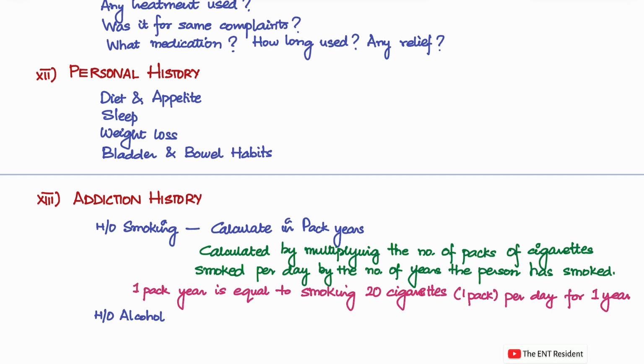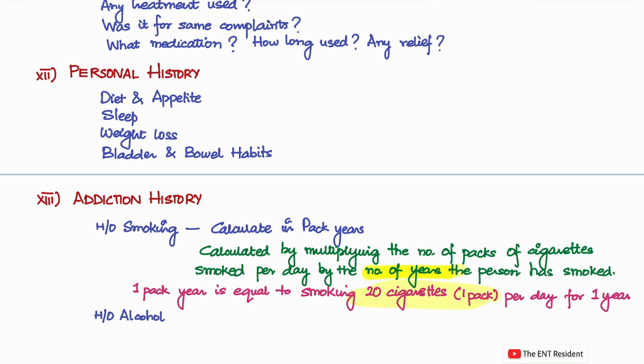There can be a history of smoking. Whenever a patient gives you a history of smoking, you need to calculate in pack years. And how do you calculate this? This is calculated by multiplying the number of packs of cigarettes smoked per day by the number of years that the person has been smoking. So, one pack year is equal to smoking 20 cigarettes, that is, one pack per day for 1 year.